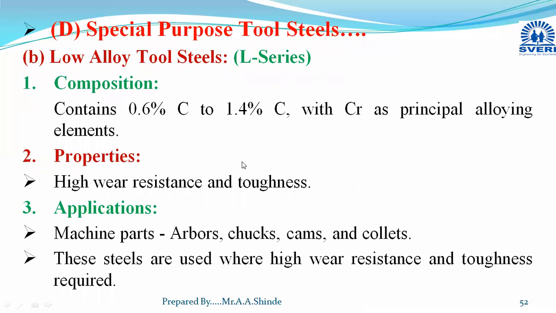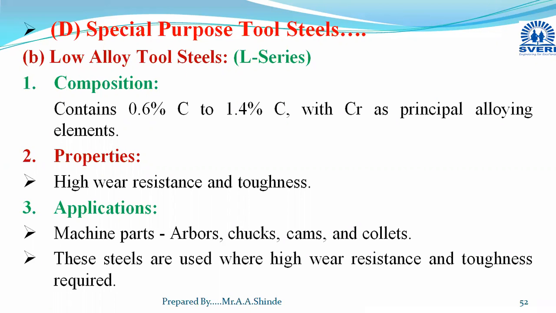Then the second type under this special purpose tool steel is low alloy tool steel, which is designated or denoted by the L series. And here its composition will be like this. It contains 0.6% to 1.4% carbon, with chromium as the principal alloying element. Related to its properties, due to the presence of this chromium and high carbon percentage, its wear resistance is very high, with very good toughness and hardness.